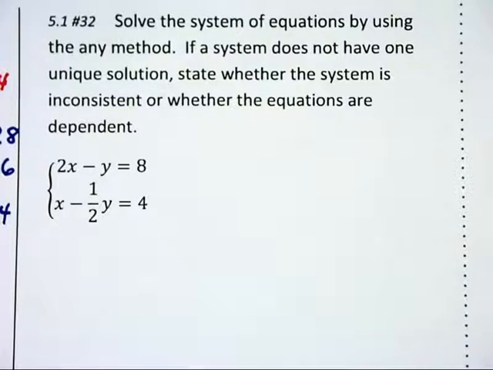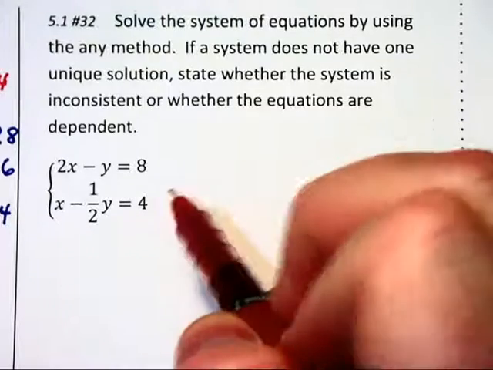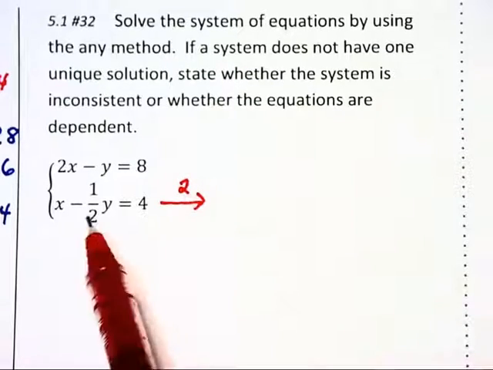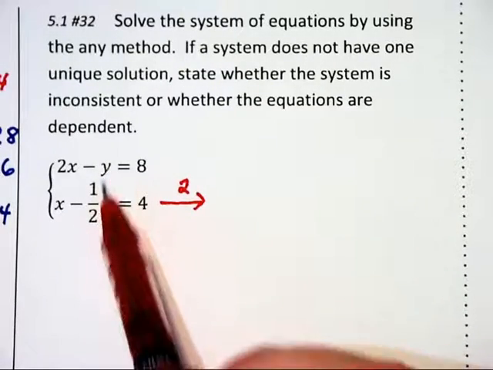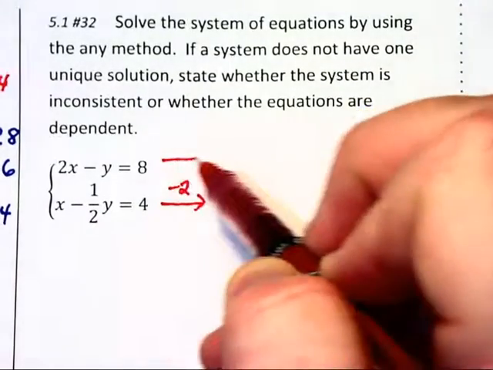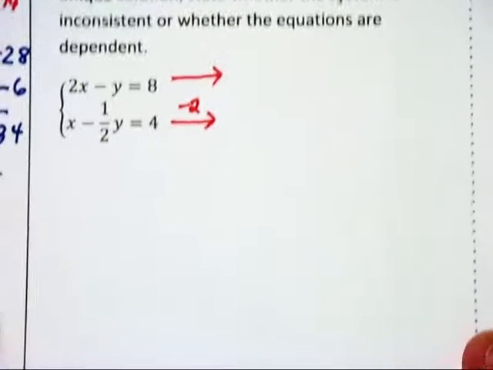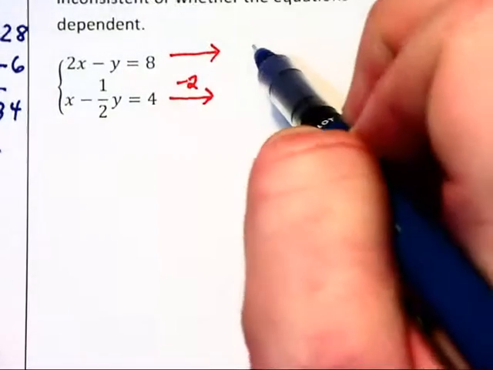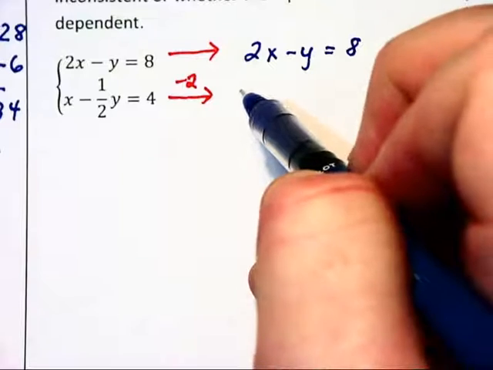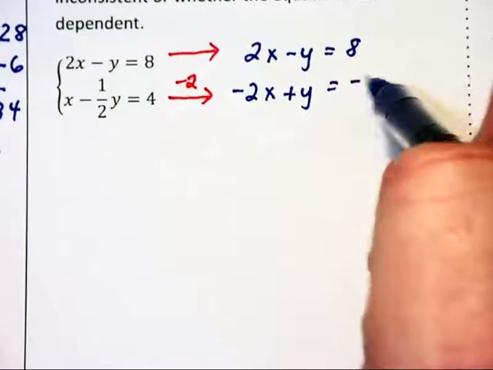For this next problem, we have the same instructions, and this time we probably want to clear this fraction by multiplying through by 2 on the second equation. But noticing that when I multiply through by 2, I'll have negative y in each equation, I'm going to multiply through by negative 2 instead, so that my y values will have opposite coefficients. The first equation, when I bring this over, just remains 2x minus y is equal to 8. The second equation becomes negative 2x plus y is equal to negative 8.